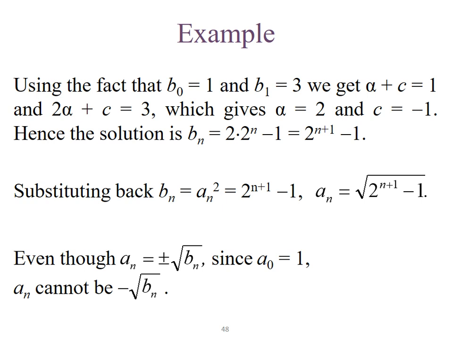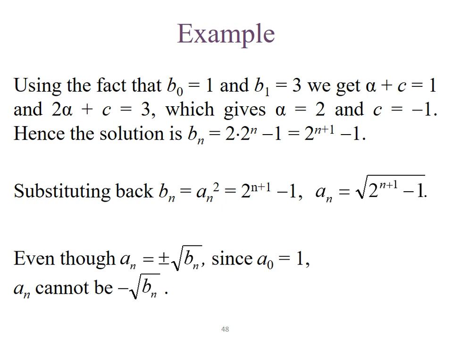But remember, our original equation is in terms of a_n. When we write b_n equals a_n squared, then we have a_n squared equals 2 to the power of n plus 1 minus 1. So in the end, a_n equals the square root of 2 to the power of n plus 1 minus 1.